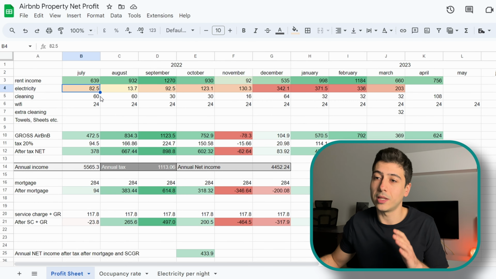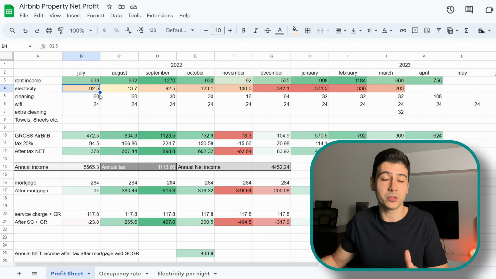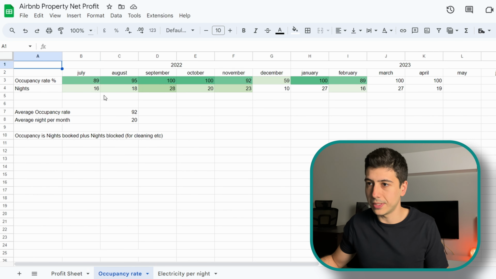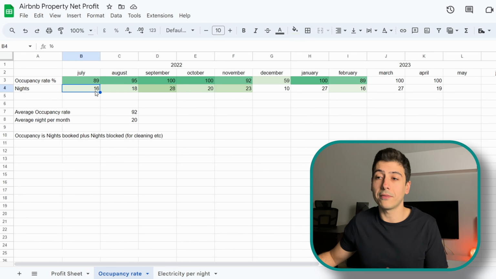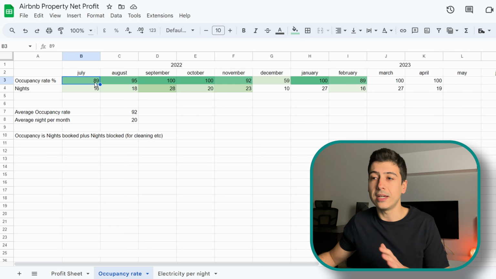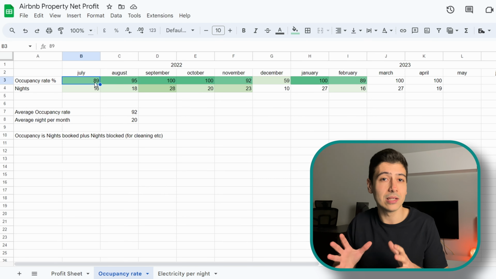With regards to electricity cost, I was actually really keen to understand how much it cost me to have a guest over. So I've created a separate sheet, which is occupancy rate. Over here, I've recorded the percentage each month where my flat was occupied. So I have the number of nights, for example, July 16. 16 is not 89% out of the entire month. It's 89% out of the number of nights that I had available on the app.